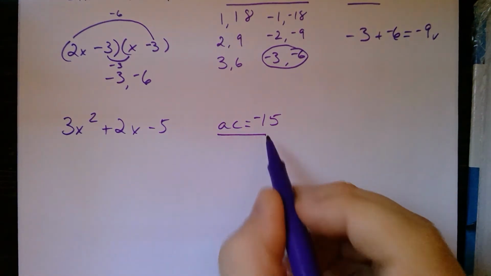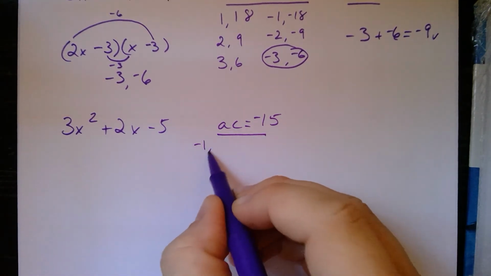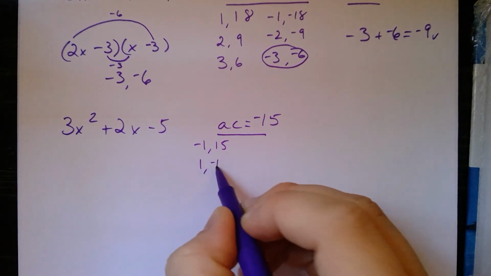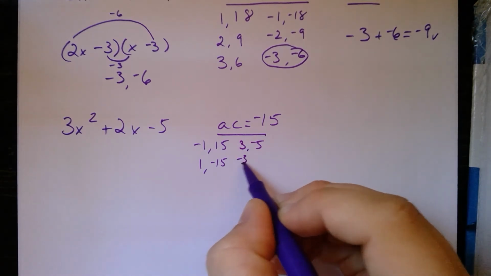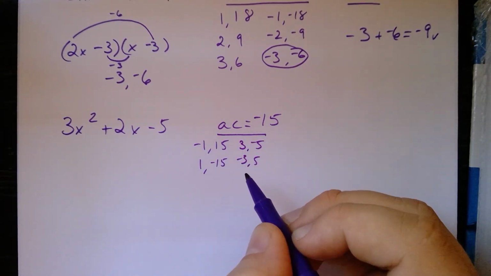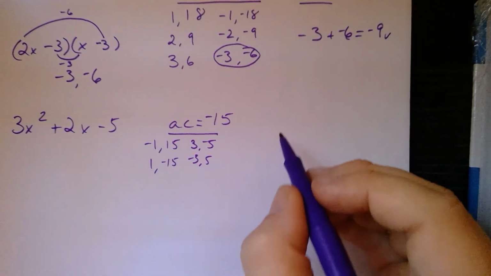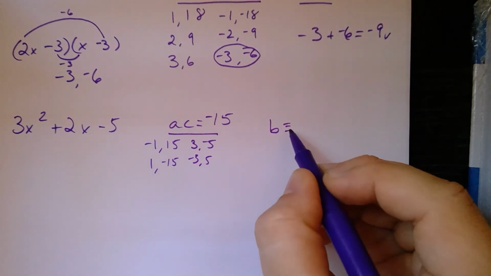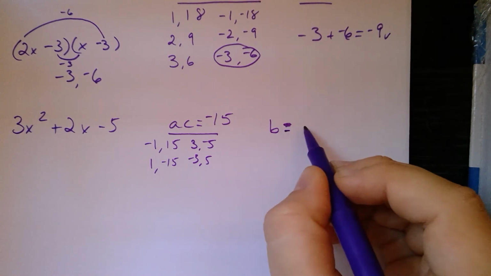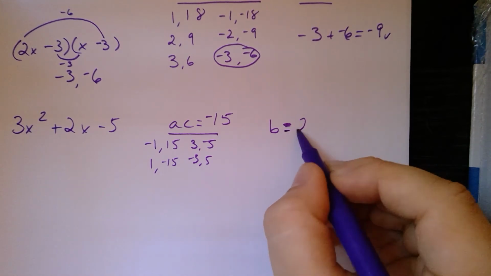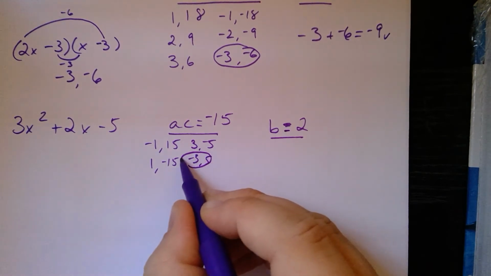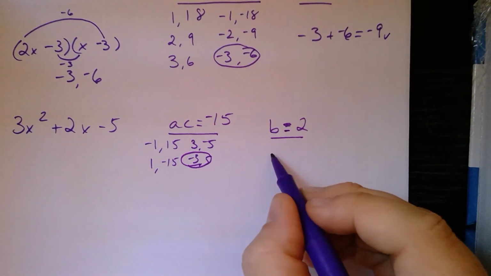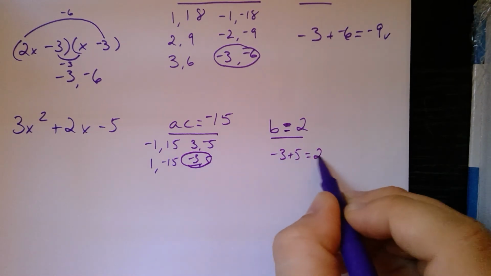Okay? Factors of negative 15. We have negative 1 and 15, 1 and negative 15. Let's see, what else? 3 and negative 5, and negative 3 and 5. Okay? So B is going to be positive 2. And so let's see, it looks like negative 3 and positive 5 is what we want. So negative 3 plus 5 equals 2.